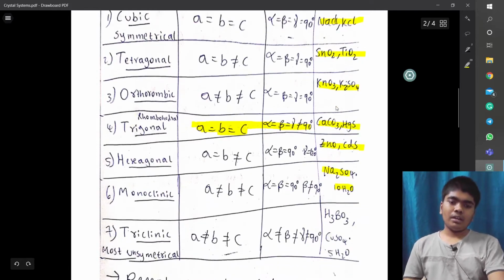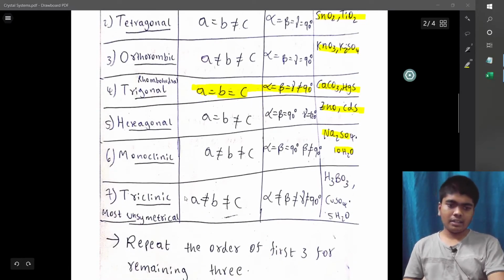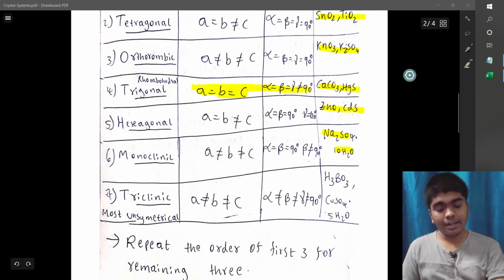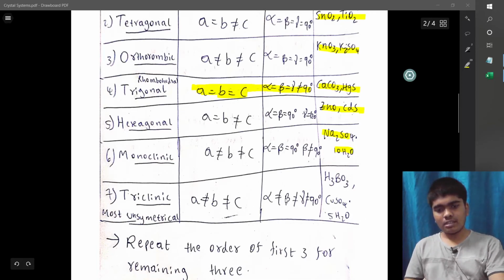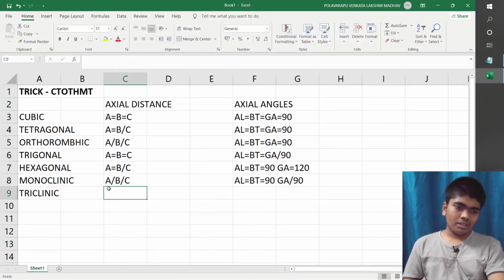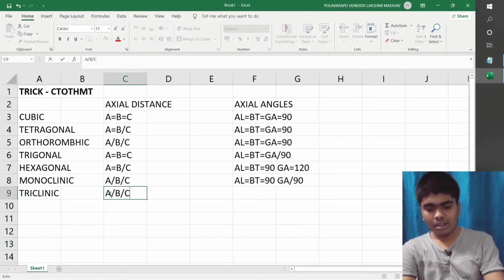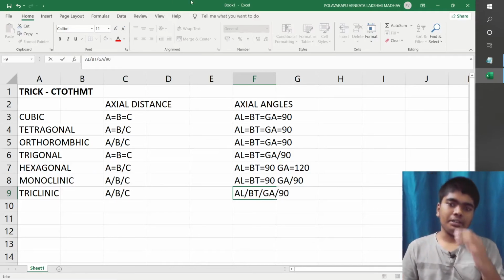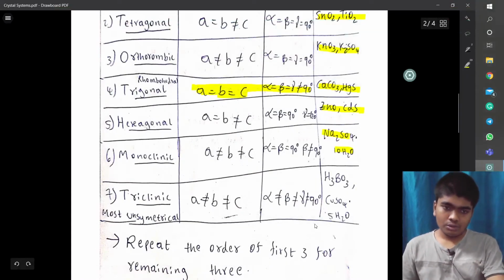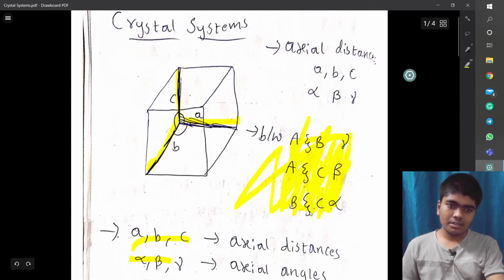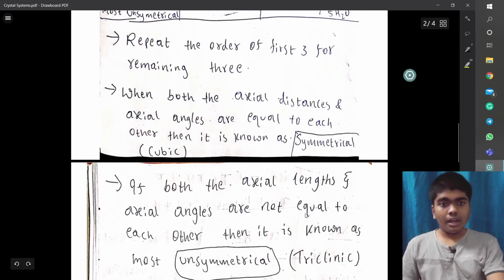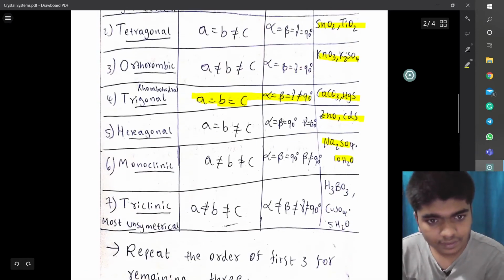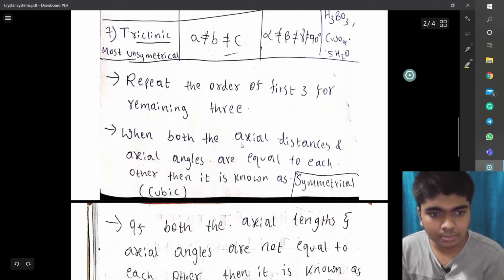So now, as I had said, you need to forget this 7, and now I am going to reveal this. So 7 is nothing but everything not equal to each other. So don't panic. A not equal to B not equal to C, alpha not equal to beta not equal to gamma not equal to 90. So this is all about remembering this crystal systems table. And then repeat the order of the first 3 for the remaining 3. As I had said before, the first 3 should be repeated again.